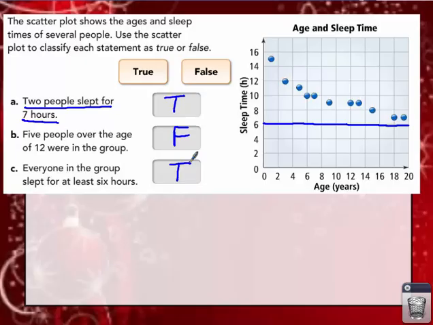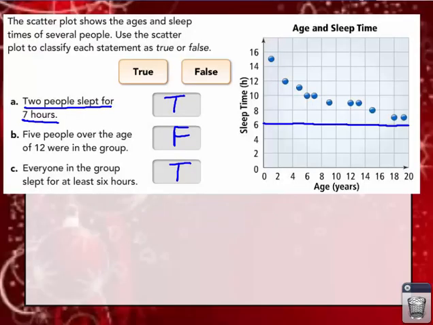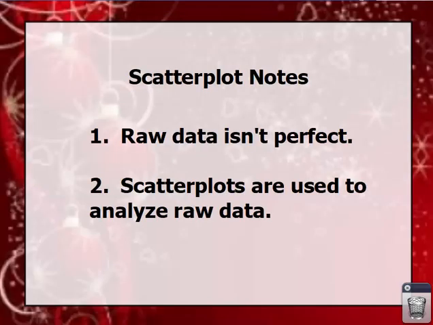Now there are 4 things that we need to know about a scatter plot. Number 1, raw data isn't perfect. Because with a scatter plot, what we're doing is graphing raw data. In other words, data that we just collected and we put it on the chart. Looking at the 2 pieces of information, like in the last one, time slept and age in years of that particular person, that's raw data. So we go ask a person, how old are you? How many hours did you sleep? Raw data. And raw data isn't perfect.